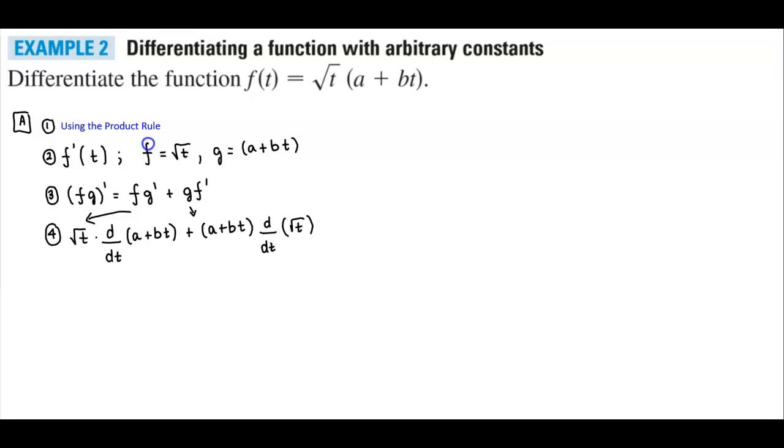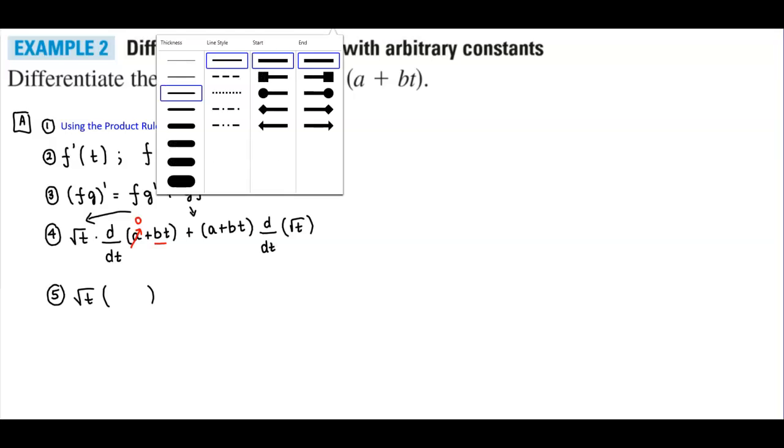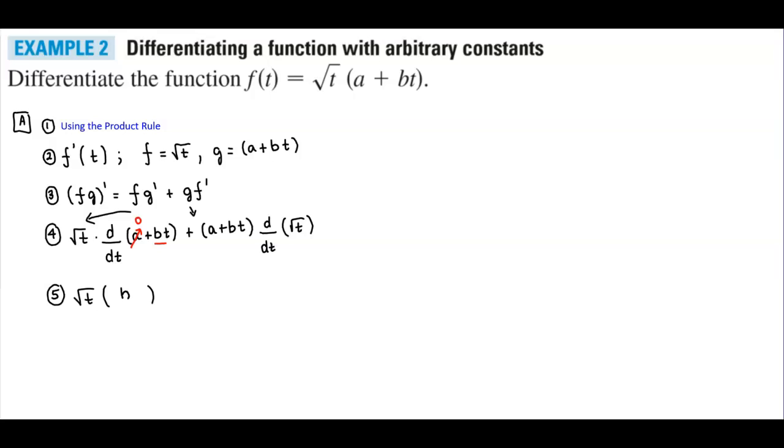So now in step 5, we have the square root of t times the derivative with respect to t. We know that a is a constant, so when you take the derivative of that, it's going to give us 0. And when you take the derivative of bt, what's left is b. Plus, we have a plus bt. And now we need to find the derivative of the square root of t.